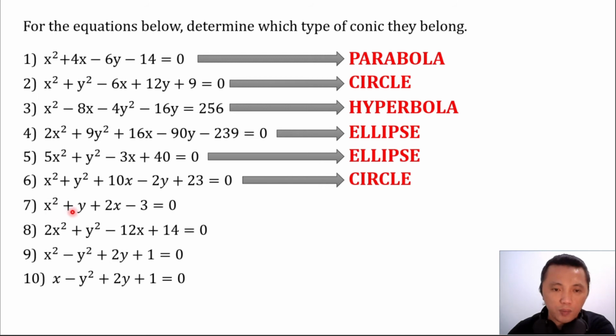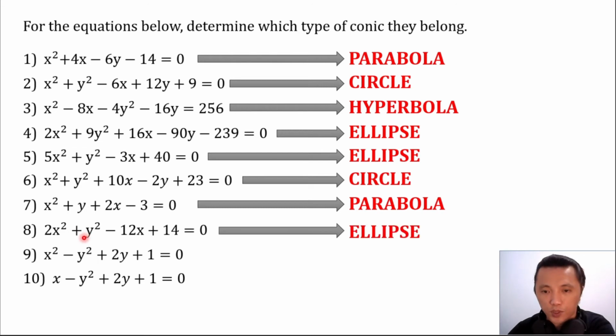So x squared plus y plus 2x minus 3 equals 0. Only x squared is present, so parabola. 2x squared plus y squared minus 12x plus 14 equals 0. You have 2 and 1, different values, same sign, ellipse.